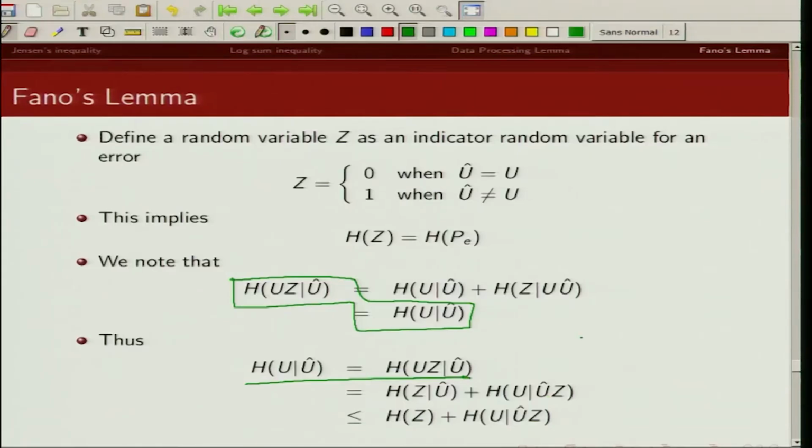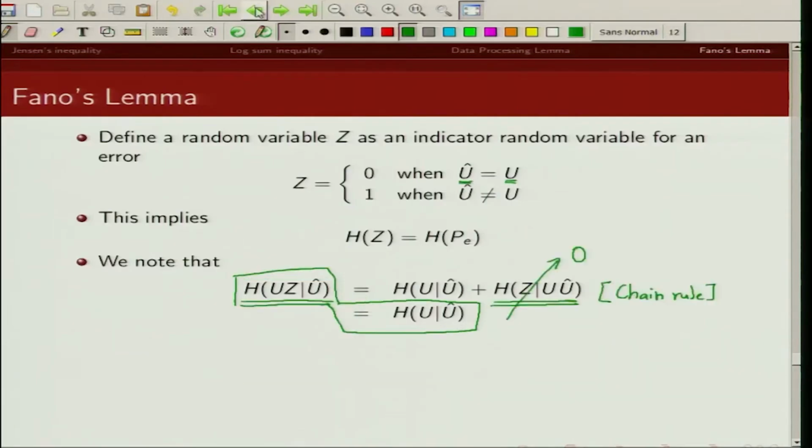Uncertainty, we know that conditioning cannot increase uncertainty. So H of Z given U hat has to be less than or equal to H of Z. So then I can write this term as less than or equal to H of Z plus H of U given U hat, Z. And when is this the same? Basically when U hat is independent of Z.